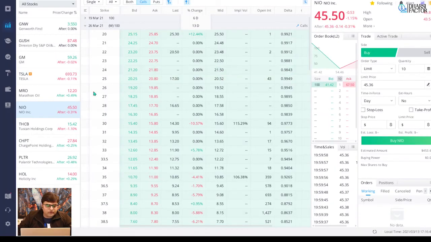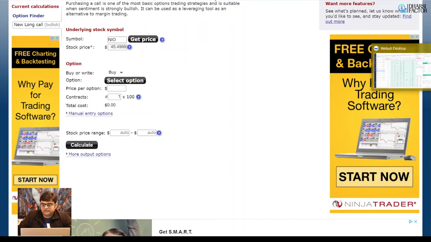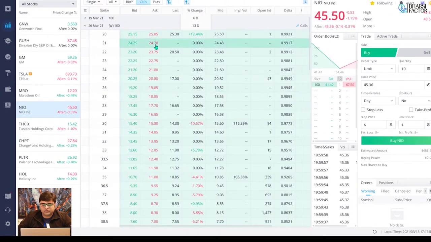Over there at Webull, we were looking at Neo. 13 days left, but here you will learn something else also. We will type in over here Neo. We will get a price over here. It's loading and loading, and 45.49 is the price currently, which is being pulled up by this option profit calculator.